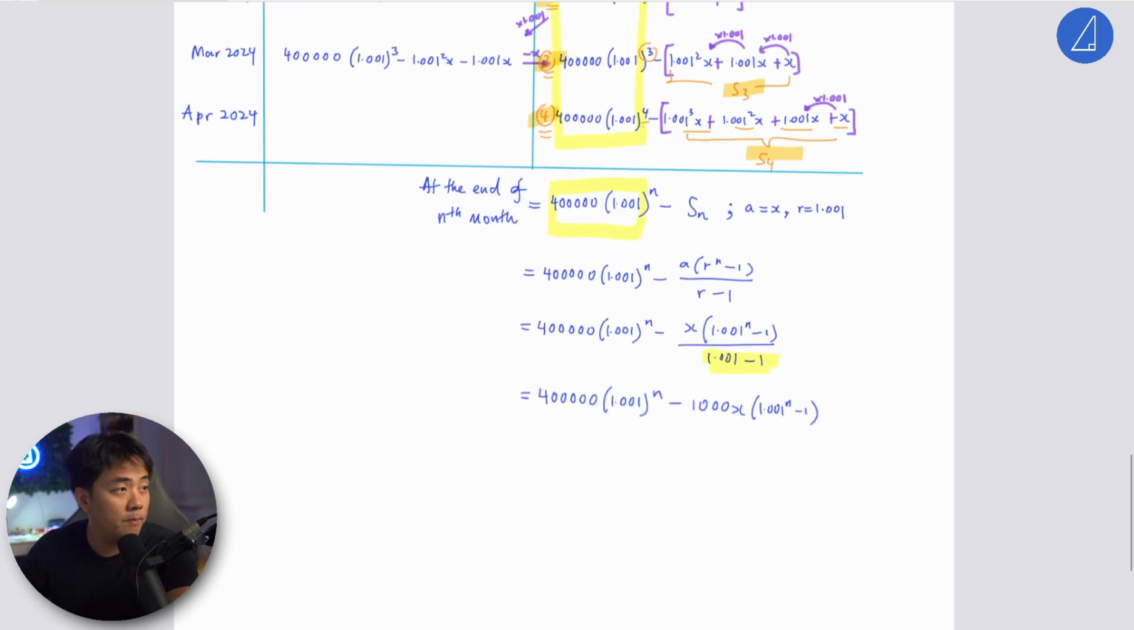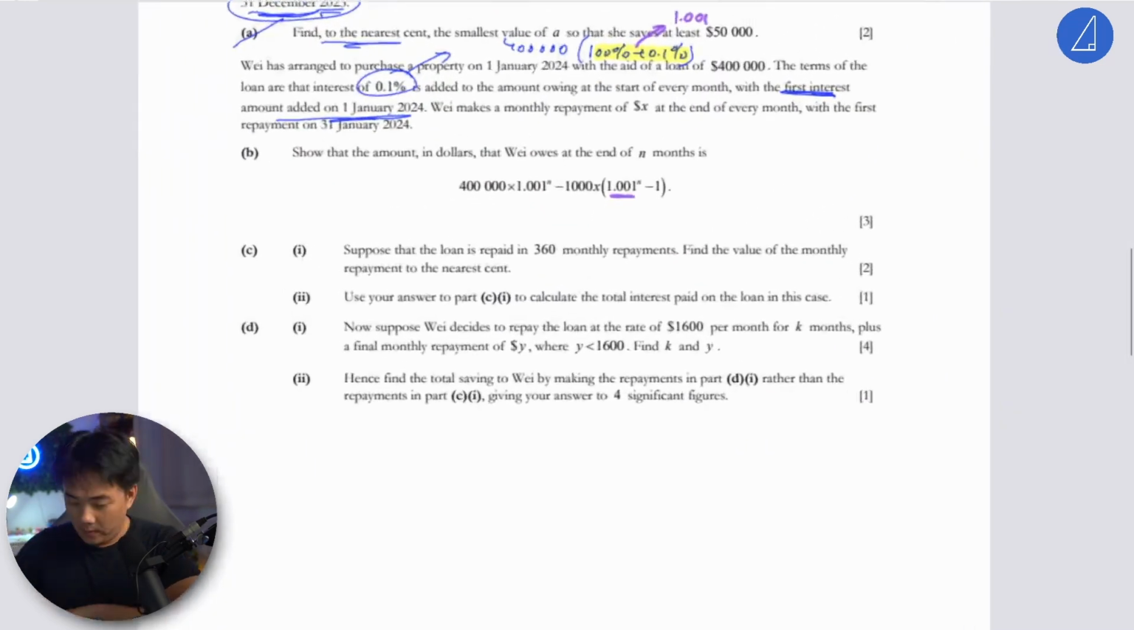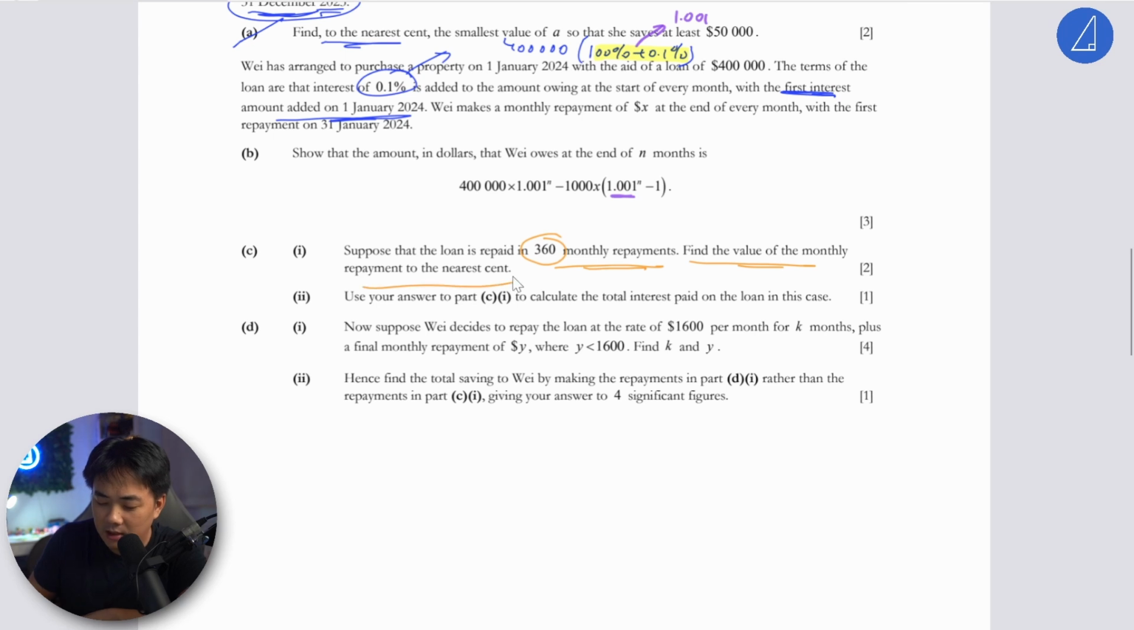There you go, shown. So for part C, suppose that you repay in 360 monthly repayments. Find the value of the monthly repayment to the nearest dollar. I think this is just a solving question. So you take n as 360, then you just equate this to 0, because it's the amount you owe at the end of n months, and then just solve this as a linear equation. So if you can't do part B, you can still do C. Just use the result in B. Please, in the exam, if you can't solve certain questions, just use the result given to you. It is meant to help you, these 2 marks here.